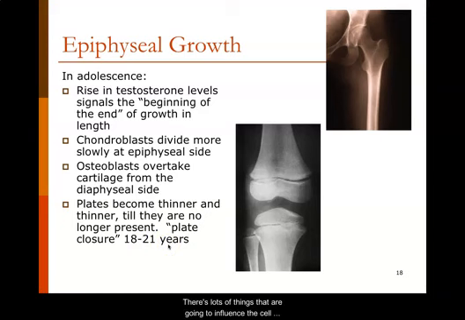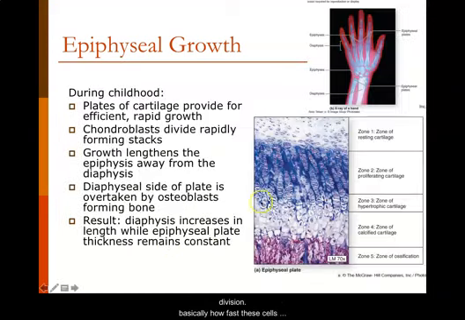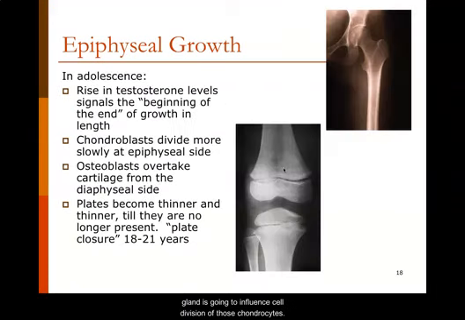There's lots of things that are going to influence the cell division. Basically, how fast these cells are dividing is really going to influence how long the diaphysis of our long bones get. Growth hormone that's secreted from your pituitary gland is going to influence cell division of those chondrocytes. Sex hormones are also going to influence cell division of those chondrocytes. There's a surge of sex hormones that happens in the body of teenagers typically at the onset of puberty, and that usually leads to a spike. We call those growth spurts.